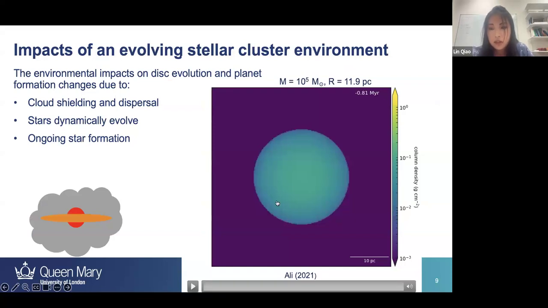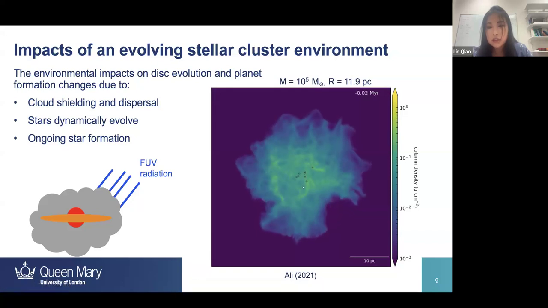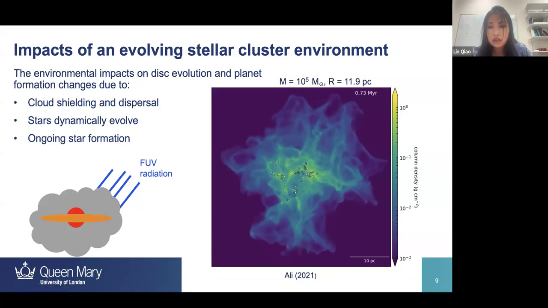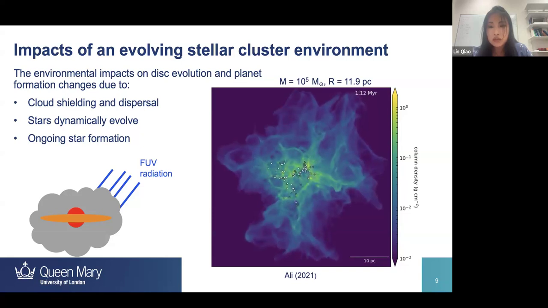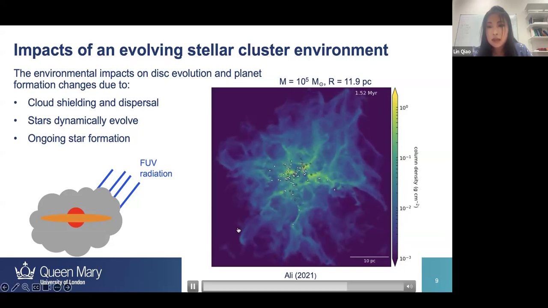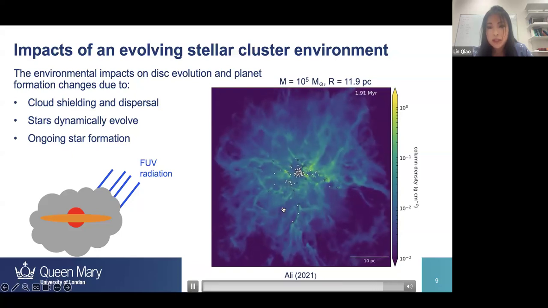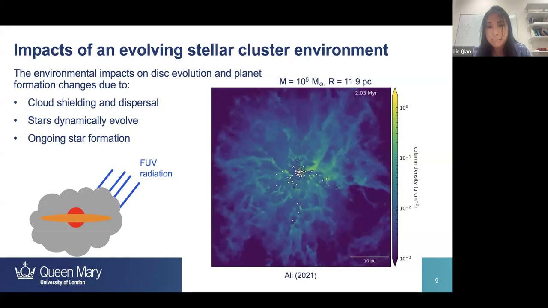This is another example of a stellar cluster formation and evolution simulation with feedback used in my study. The cluster forms from the collapse of the giant molecular cloud, and the color indicates the column density. Later on, you'll see the dots that represent sinks of stars that are forming. You can see that as the cluster evolves, new stars are constantly generated. Stars also dynamically evolve over time, and the star-forming cloud gradually disperses due to stellar feedback.